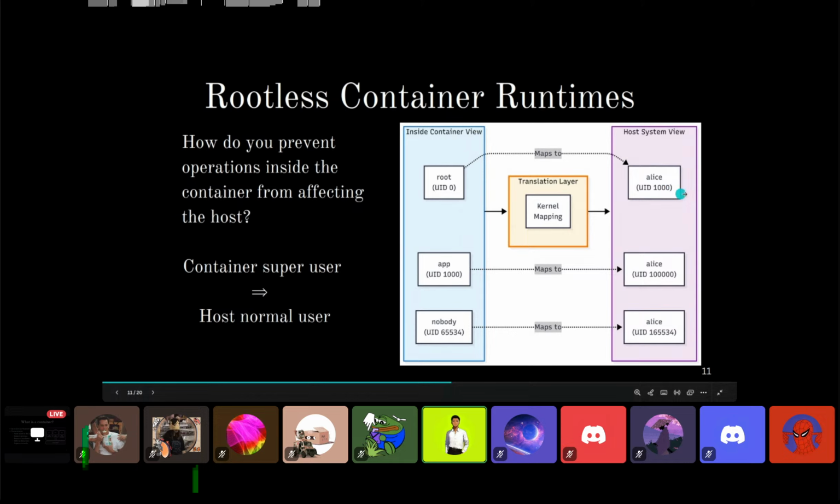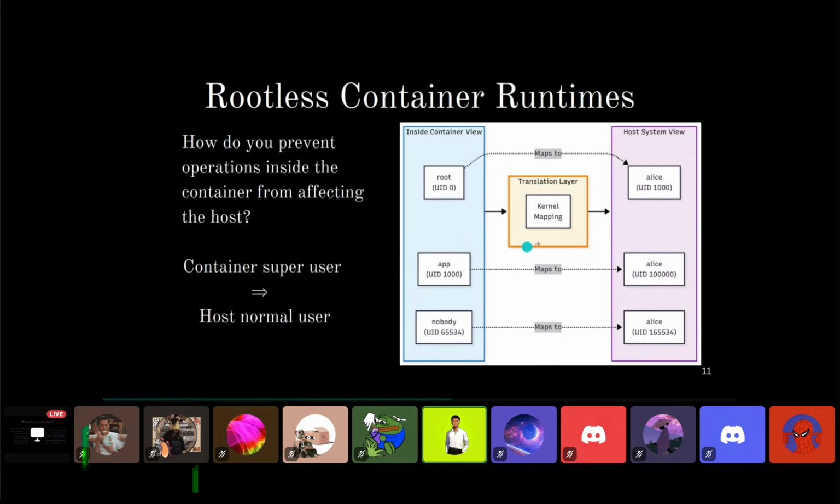This entire mapping is handled by the Linux kernel. This translation layer is what makes a rootless container safe. Even if a process escapes the container, it only has the privileges of a normal user on the host. Additionally, rootless containers act as a sandbox, isolating processes more securely and limiting their ability to affect the host.